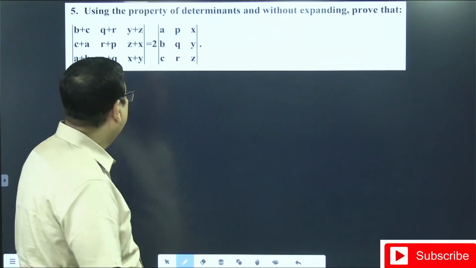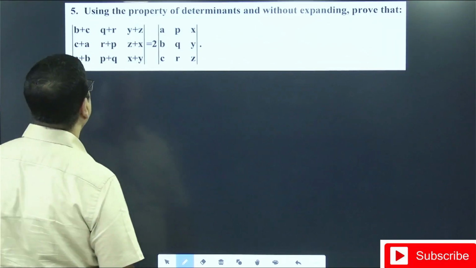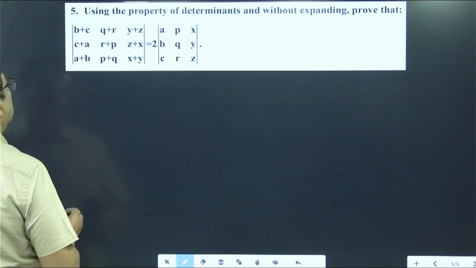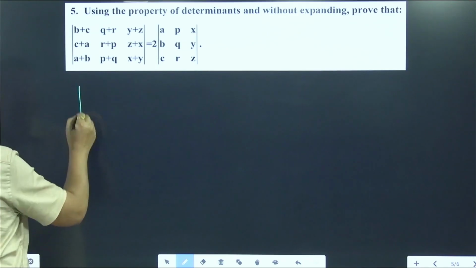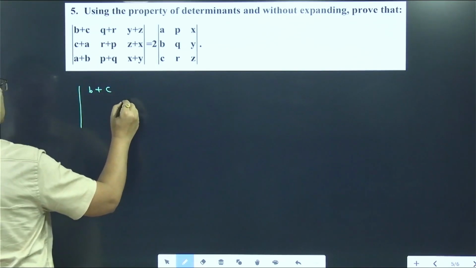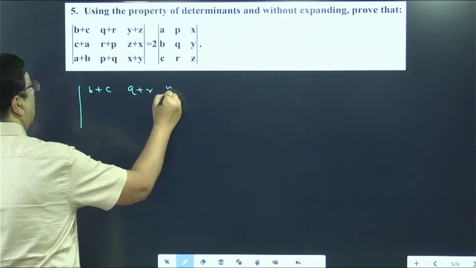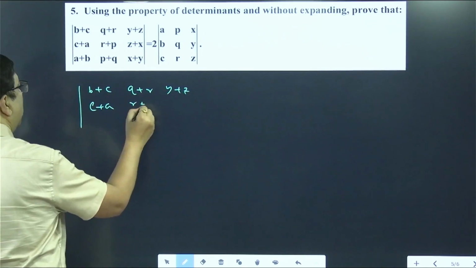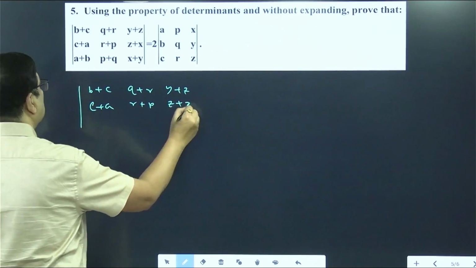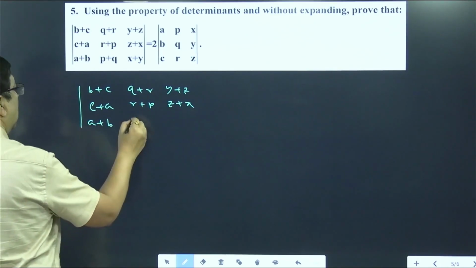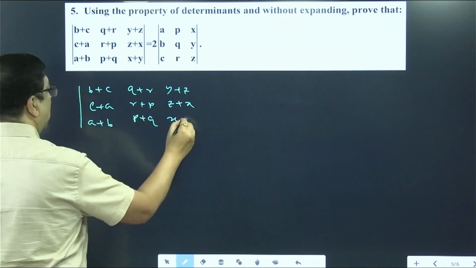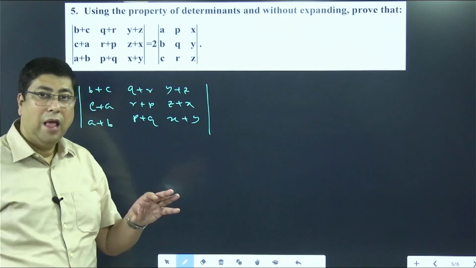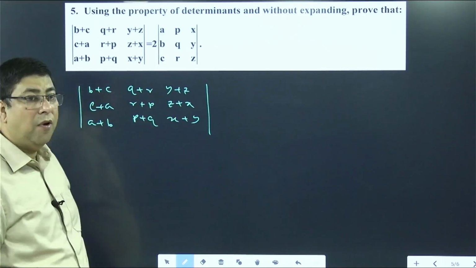For this question number 5, the condition is a similar condition. So, without expansion. So, let us write this determinant once again. So, in this case, B plus C, Q plus R, Y plus Z, C plus A, R plus P, Z plus X, A plus B, P plus Q, X plus Y. So we have to get to this format. It means there are double elements here, and here we have to get in single format.